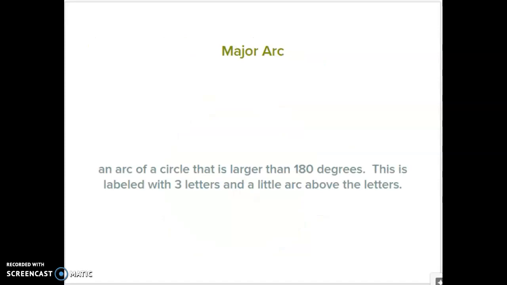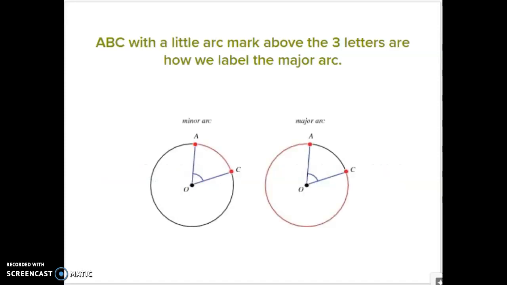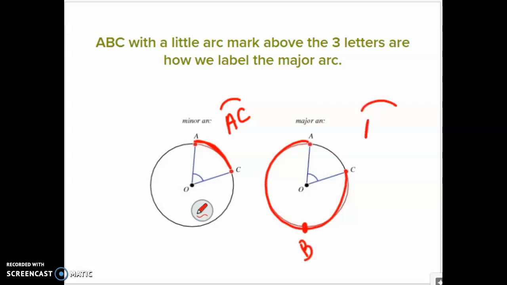Major arcs are arcs that are larger than 180 degrees. This is labeled with three letters, and we do that to distinguish between the minor and major arcs. So I have this picture here. If we're talking about the minor arc between A and C, I would just say AC, like that. If I want to talk about this arc going this direction, I have to label it with three letters, so I would label it A, B, C. So this one was a minor, this one was major.